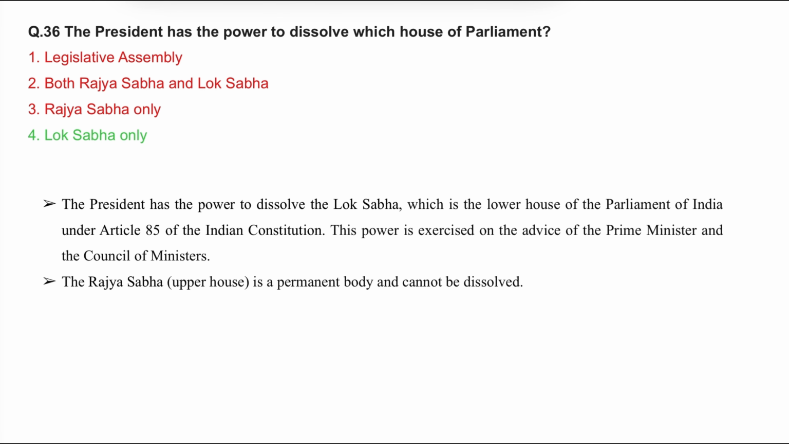Question number 36. The President has power to dissolve which House of Parliament? Lok Sabha only. The President has the power to dissolve the Lok Sabha, which is the lower house of Parliament of India, under Article 85 of the Indian Constitution. This power is exercised on the advice of the Prime Minister and Council of Ministers. Rajya Sabha, the upper house, is a permanent body and cannot be dissolved.